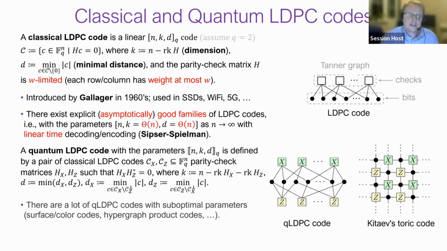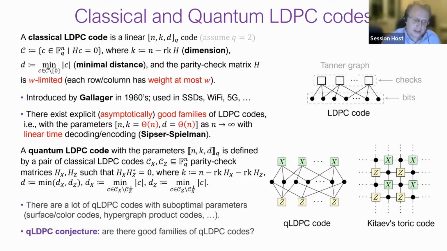Okay, and as you know, there are a lot of quantum LDPC codes with suboptimal parameters, such as surface codes, color codes, hypergraph product codes, and a major open question, which is now not open. It's called the QLDPC conjecture, and it asks whether there exist good families of quantum LDPC codes.